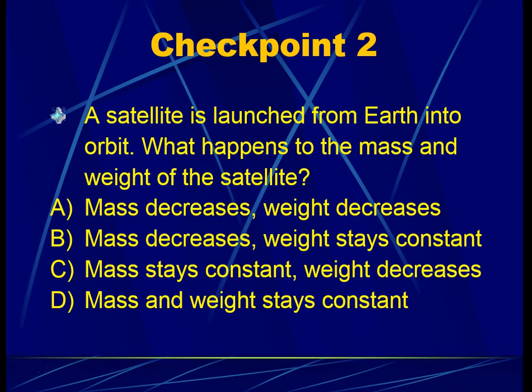Now, let's have a look at this checkpoint 2. A satellite is launched from Earth into orbit. What do you think has happened to the mass and weight of the satellite? Which of these 4 choices would be the right answer? Well, the answer is obviously C. Recall that mass will always remain the same, regardless of location. However, since we are moving the satellite from Earth into orbit, the further it goes away from Earth, the pull of the Earth's gravity will become less, okay? And that is because the gravitational field strength on Earth will become less as we move further away from the planet's surface. So the weight will decrease as well.